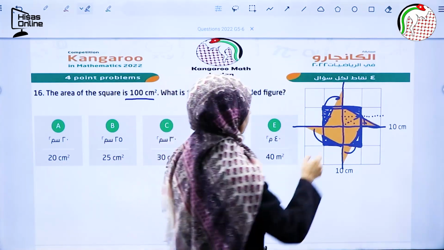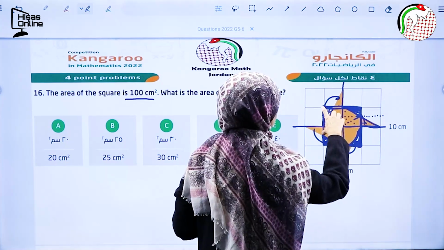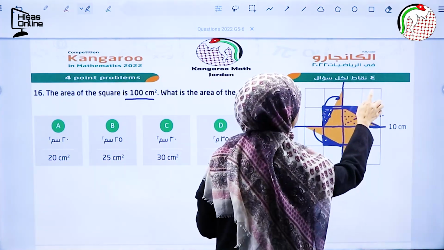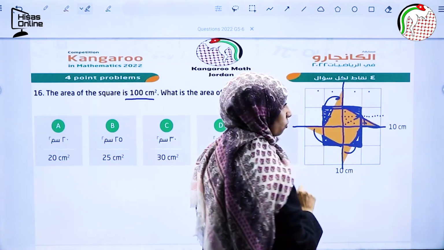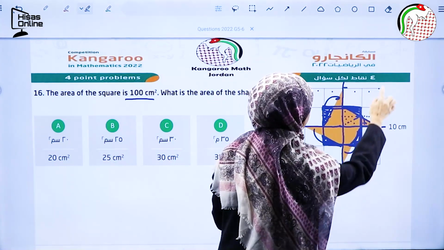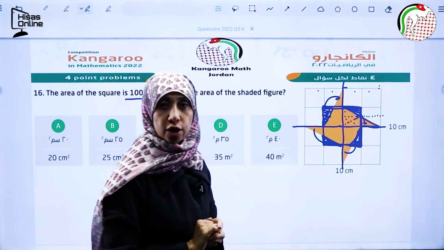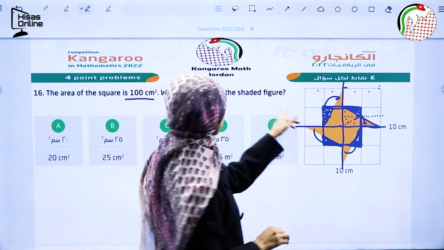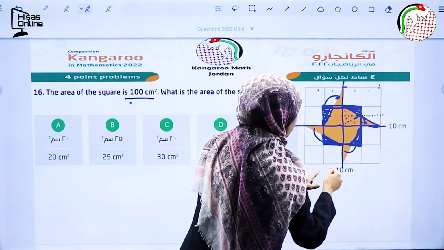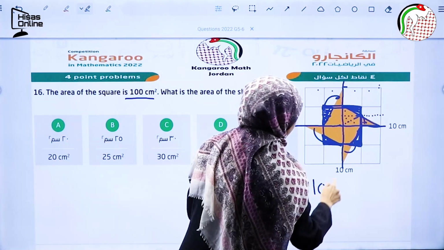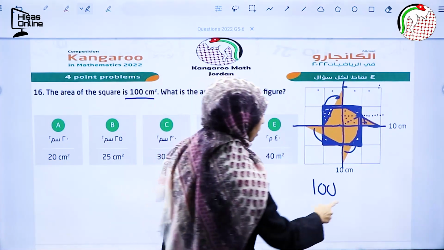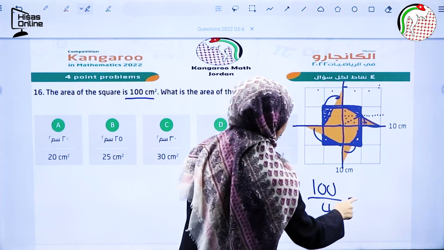Let's see. 1, 2, 1, 2, 1, 2, 1, 2, 1, 2, 1, 2. So it's 1, 2. That means it's like this. It's the quarter of the shape. So how much is the area for the whole outer square? It's 100. And this one represents quarter of the area. That means we will divide this by 4.